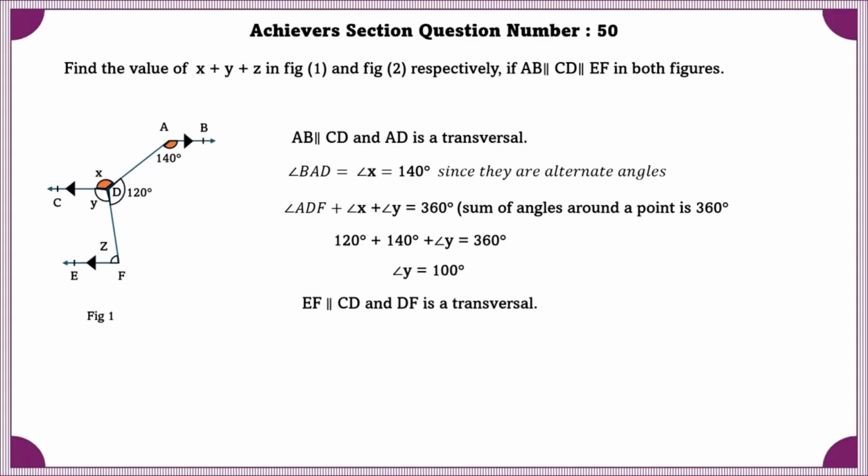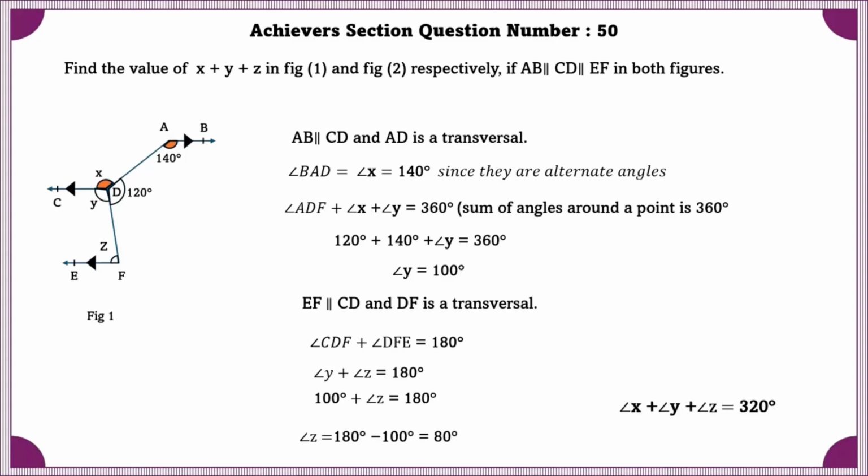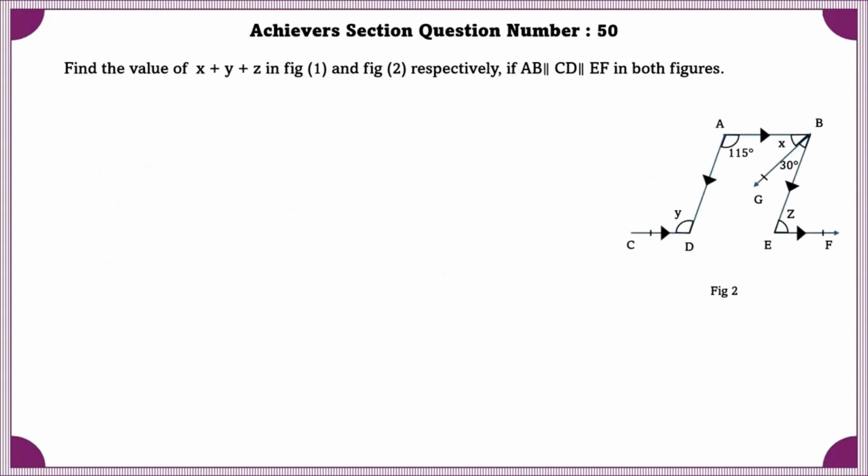EF is parallel to CD and DF is a transversal. Therefore, angle CDF plus angle DFE is equal to 180 degrees. Angle Y plus angle Z is equal to 180 degrees. Therefore, angle Z is equal to 80 degrees. So, angle X plus Y plus Z is equal to 320 degrees.